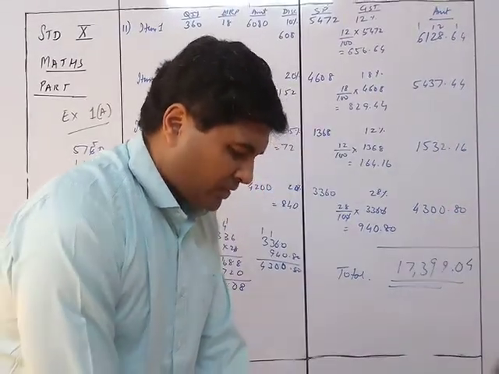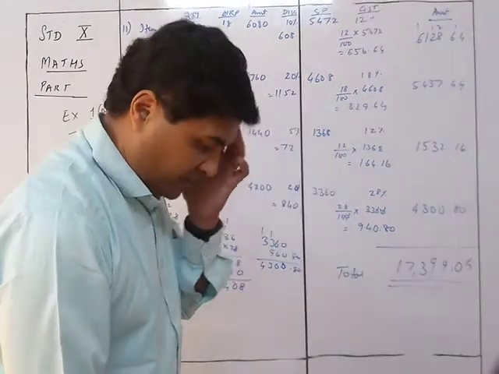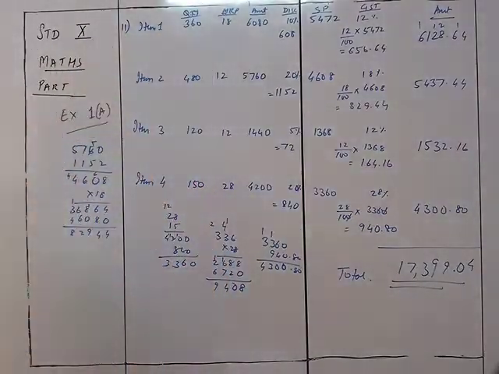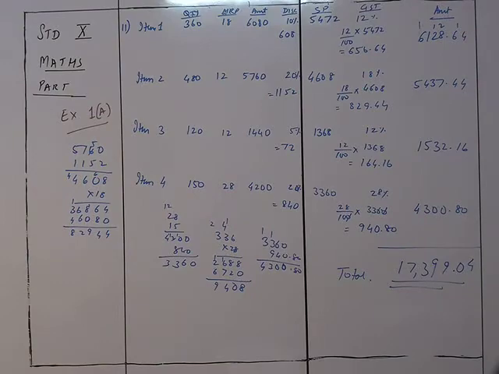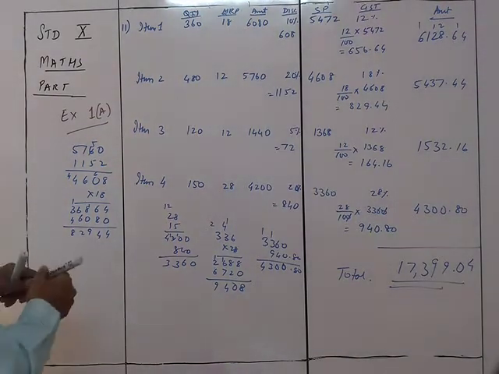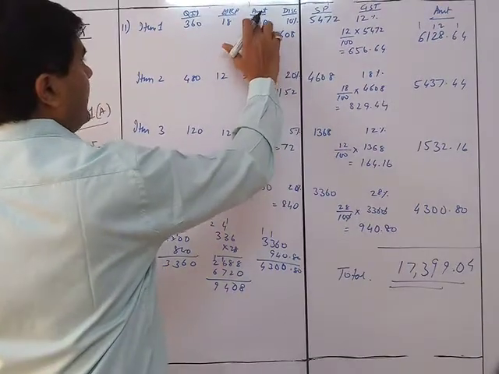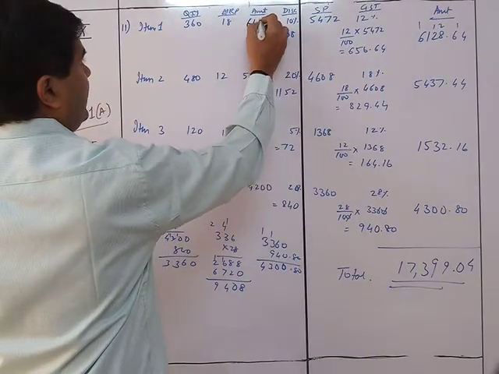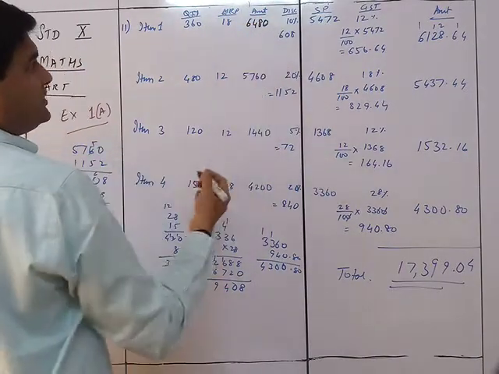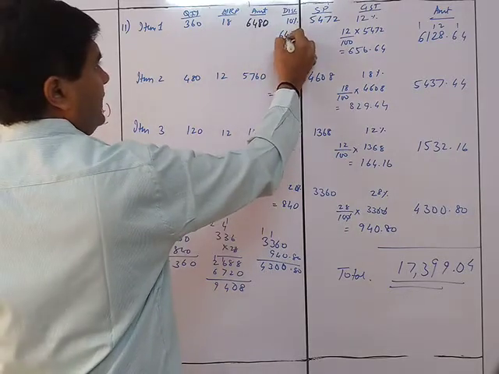802.24. Oh no, there is definitely some calculation error somewhere. Let me check this out. Okay, I found the mistake. The mistake is over here in the first item itself. This should have been 6480, not 6080. Accordingly, this will be 648.